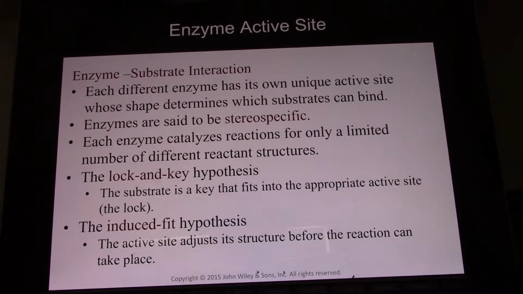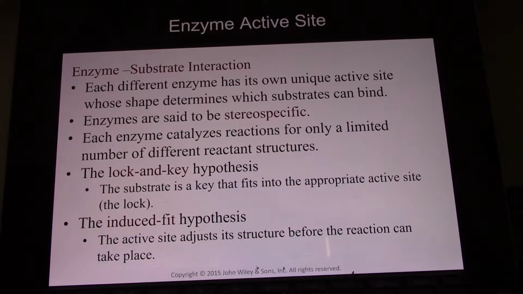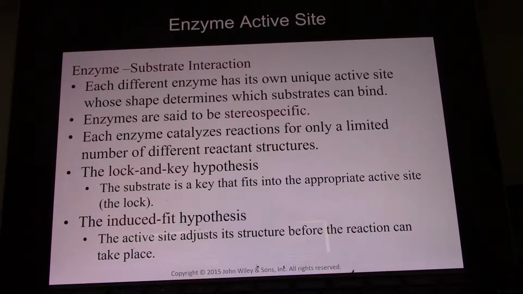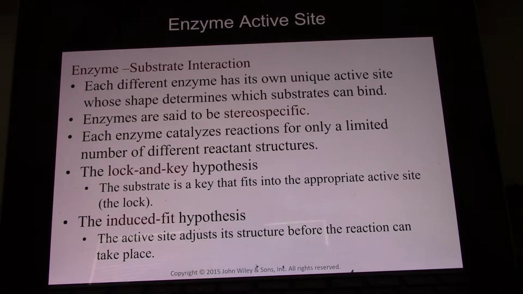The enzyme-substrate interaction. Each different enzyme has its own unique active site, whose shape determines which substrates can bind. And again, enzymes are said to be stereospecific. They may bind one optical isomer, but not another optical isomer. And so when you want to specifically produce stereoisomers in chemistry, you must use enzymes, because normal, traditional chemical methods are not stereospecific, but enzymes are. So humans only will make or use L amino acids, never D.